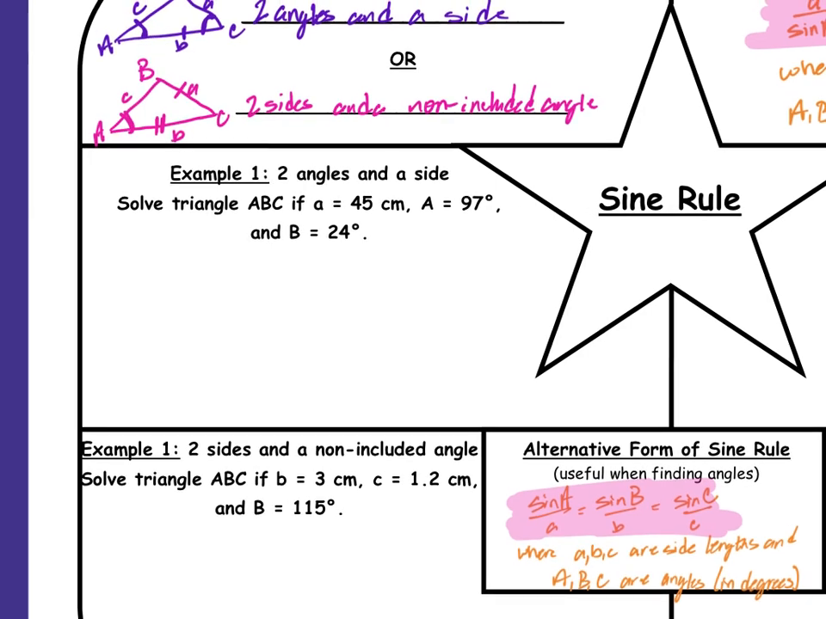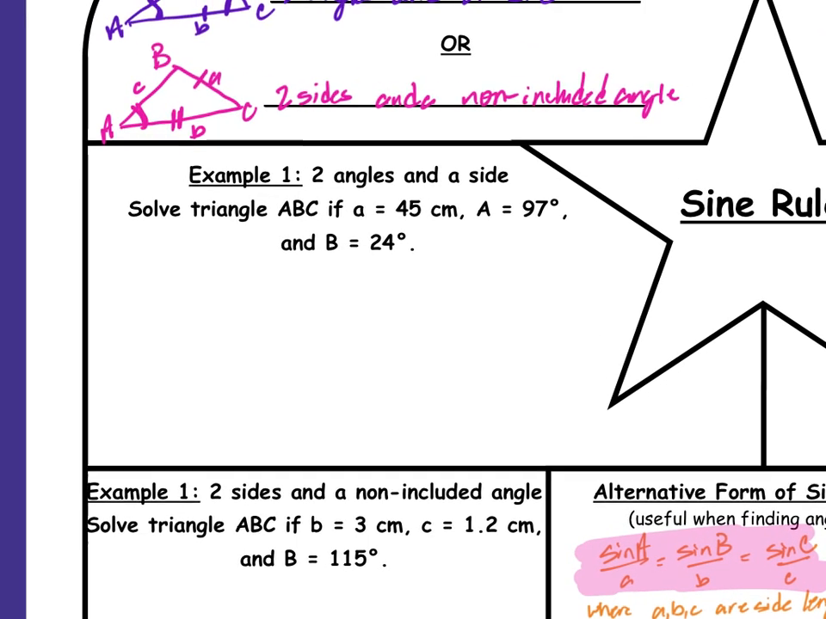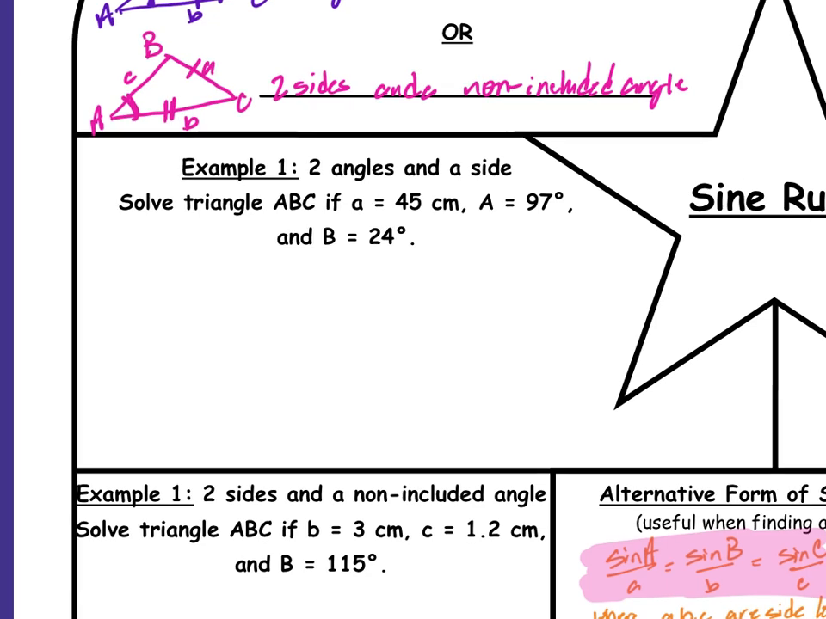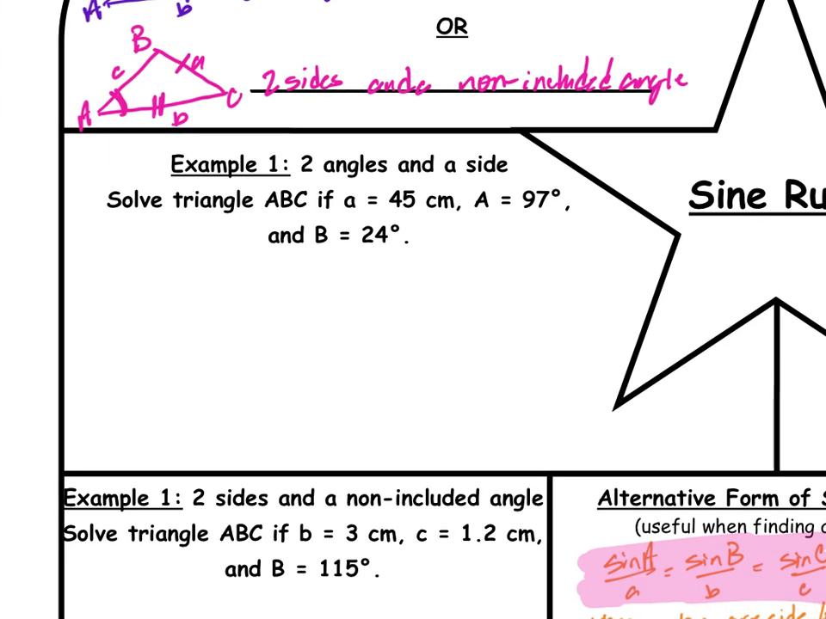We have 4 examples on this page, and then we'll go to finish the notes we started before Christmas. So this says 2 angles and a side. So I know 2 angles and a side. I'm going to draw it out so I can see it. Solve triangle ABC. That means I need to know all the angles and all the sides in this triangle.